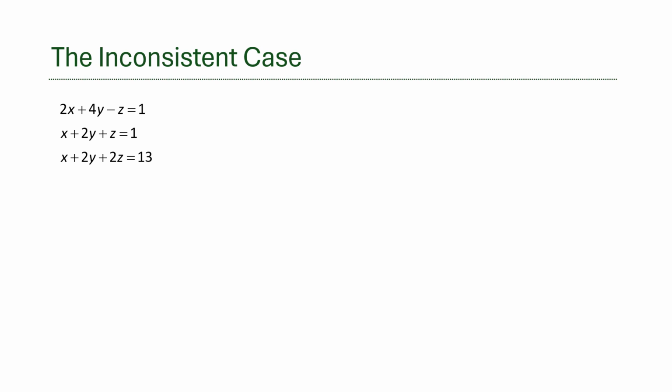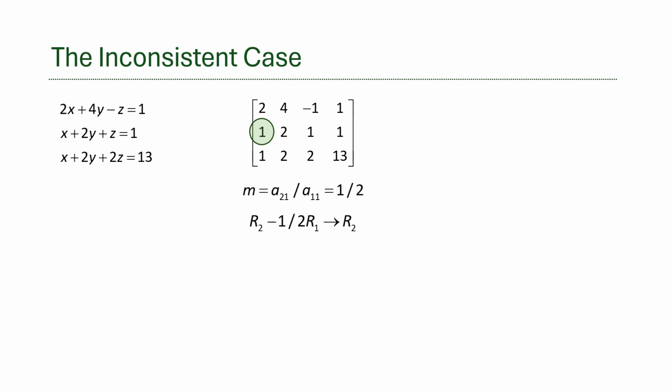Okay, so how about the inconsistent case? Well, I'm going to follow the same procedure. I'm going to take my equations, convert them to an augmented matrix, and go through the row reduction algorithm. First, I'm going to target that 1. To do that, my multiplier is going to be A21 divided by A11. That's 1/2. So if I do this row operation, R2 minus 1/2 R1, that's going to eliminate that 1, and that gives me this equation. Now at this point, I'm a little concerned.